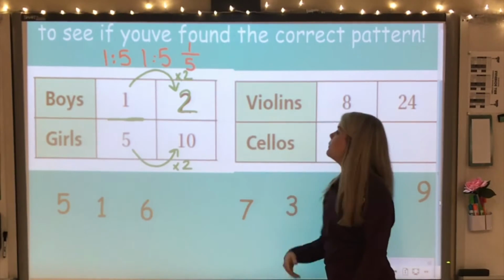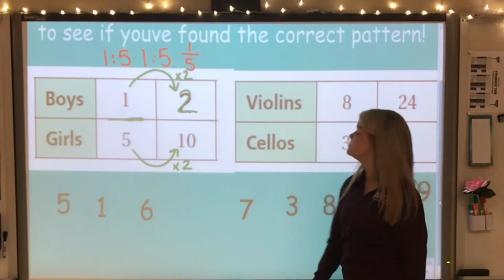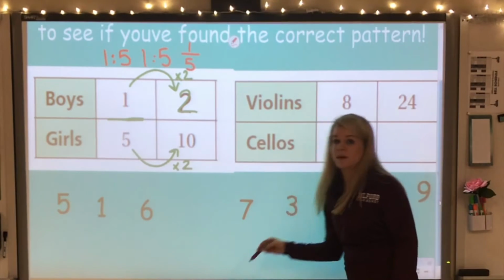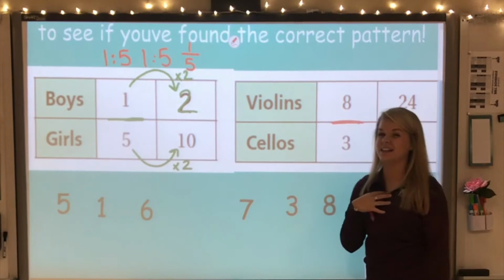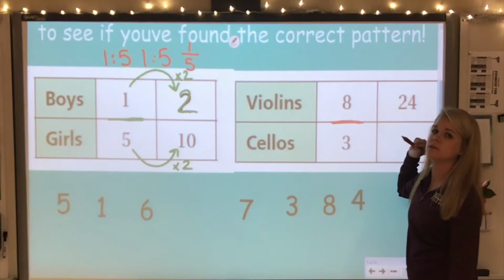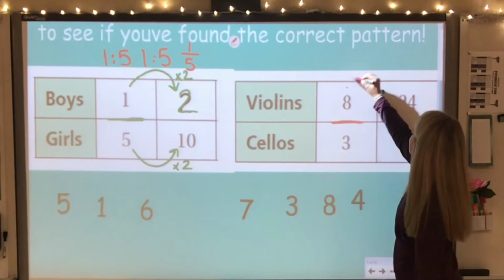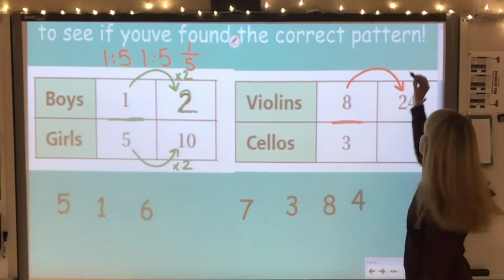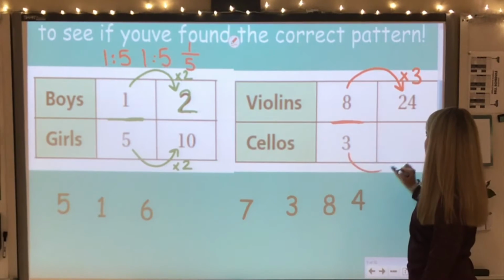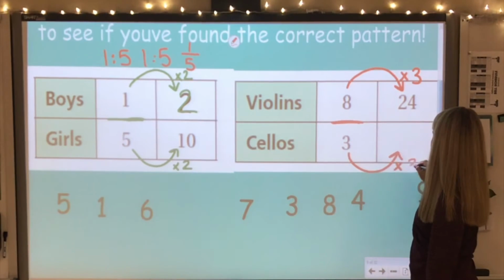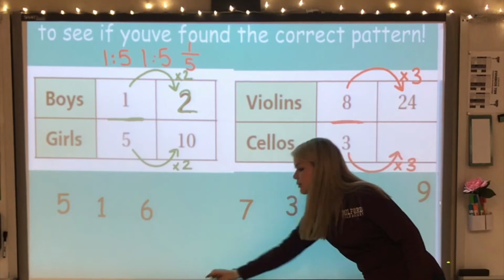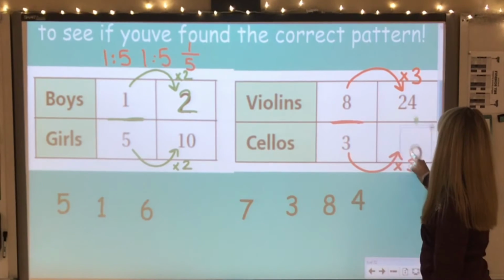Let's look at one more example. Violins to cellos. We have 8 violins to 3 cellos. I'm going to go ahead and draw my fraction bar because that's how I like to think of ratios. Now we're going to look at the multiplication to fill in the missing piece as we did over here. 8 times 3 will get me to 24. So I need to do 3 times 3 to keep my ratio equivalent and make sure we are comparing the right number of things. And that is an N.